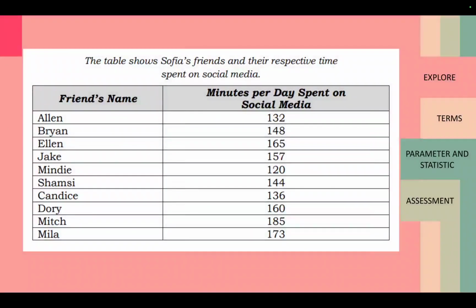So this is actually the individual data obtained from Sophia's friends, and if we compute for the average minutes of this, finding the sum and dividing by 10, the mean will actually be 152 minutes per day.